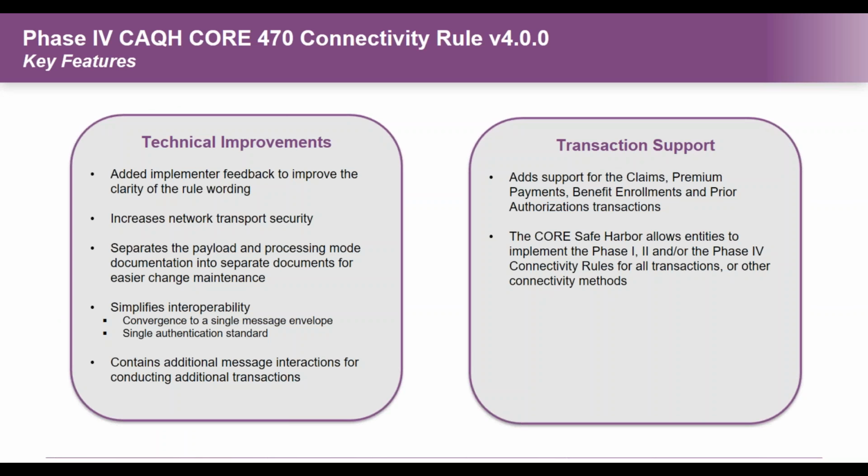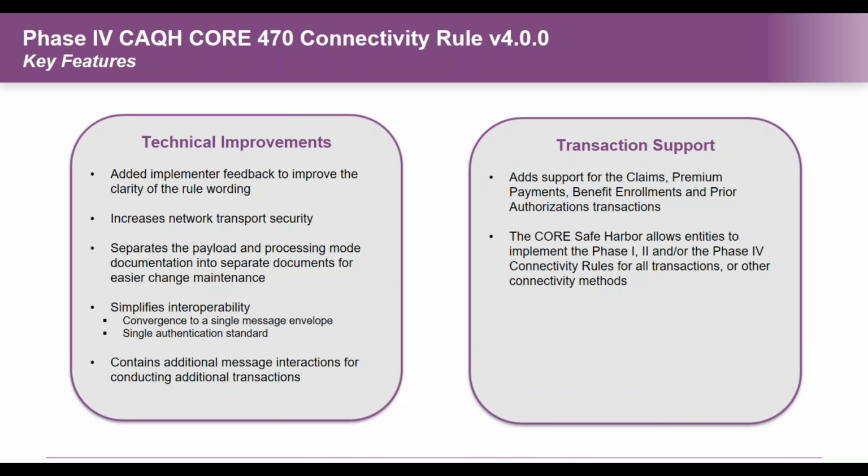So I'm going to go over some of the applicability and scope of the core connectivity rule for the phase 4, and then we'll drill down into the technical details around the technical requirements of the connectivity rule. So at a high level, the key features of phase 4 connectivity rule are in two broad areas. One is the technical improvements, and the other one is the transaction support. In the area of technical improvements relative to the previous phases, we have improved based on some of the feedback that we received from implementers of previous phases.